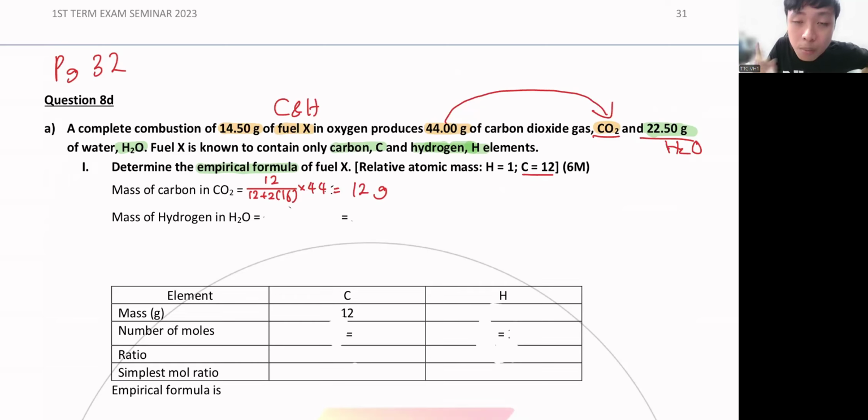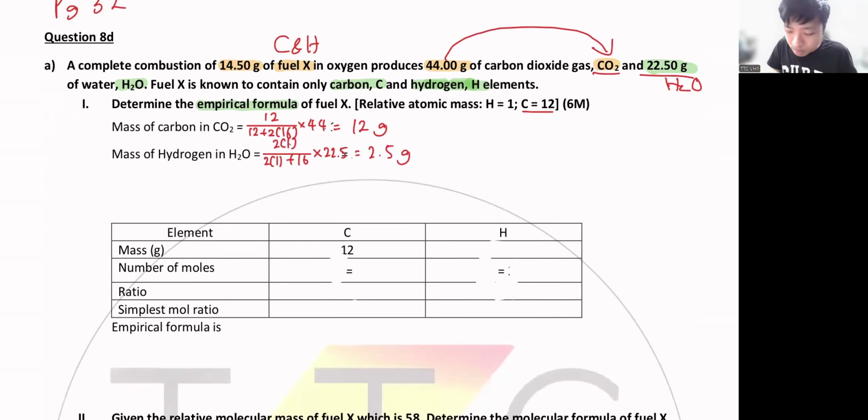Then for H2O, same method. You got 2H, so 2 times 1 at the top. Then H2O is 2 times 1 plus 16. For H2O the mass is 22.5, so you put 22.5. Equals 2.5 gram.